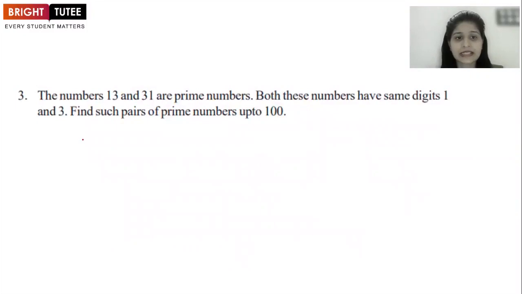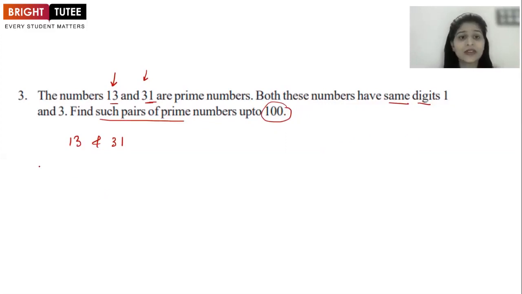This is the question and it is asking: the numbers 13 and 31 are prime numbers. Both these numbers have the same digits. Yes, we can see 13 has two digits, 1 and 3. 31 has two digits, 3 and 1. So both of them are prime, first thing, and they have the same digits. Now they're asking to find such pairs of prime numbers up to 100. So we have to figure out what all such pairs other than 13 and 31 can be formed. Both of the numbers should be prime and they should use the same digits.